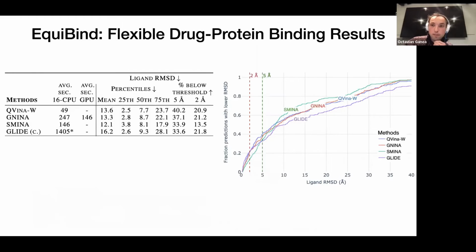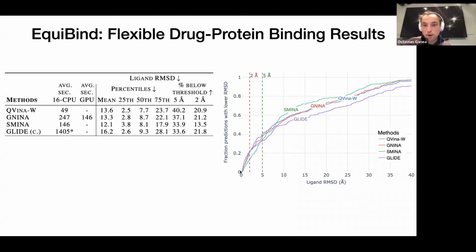I'll show just some experiments here. We have more in our paper, so feel free to check them out. So here are the baselines. First of all, we have Q-Vina wide. Wide again means blind docking, so no assumption on the binding site. We have Gnina, Smina, and Glide. And we have ligand RMSD at different percentiles, and also the percentage of molecules predicted as being less than 5 angstrom from the true structure, and less than 2 angstrom from the true structure.